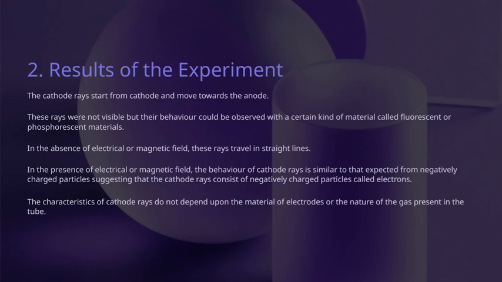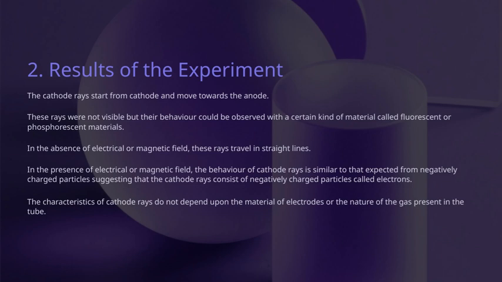The characteristics of cathode rays are quite fascinating because they don't depend on the type of material used for the electrodes or the kind of gas inside the tube. This tells us that these rays behave consistently, regardless of the specific materials involved. When we introduce electrical or magnetic fields, the behavior of cathode rays gives us a crucial clue. They behave as if they are negatively charged particles. This observation strongly suggests that the rays are actually made up of tiny particles called electrons.